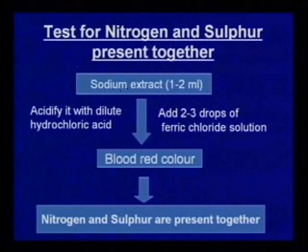Now the third is the test for nitrogen and sulfur present together. There is a possibility that the compound may contain both nitrogen and sulfur. One example is thiourea, where you have both nitrogen and sulfur in the given organic compound. So how can you test the presence of both? For that you have to take 1 to 2 ml of sodium extract and acidify it with dilute hydrochloric acid. Then you have to add 2-3 drops of ferric chloride solution. A blood red color is obtained, which indicates that nitrogen and sulfur are present together.